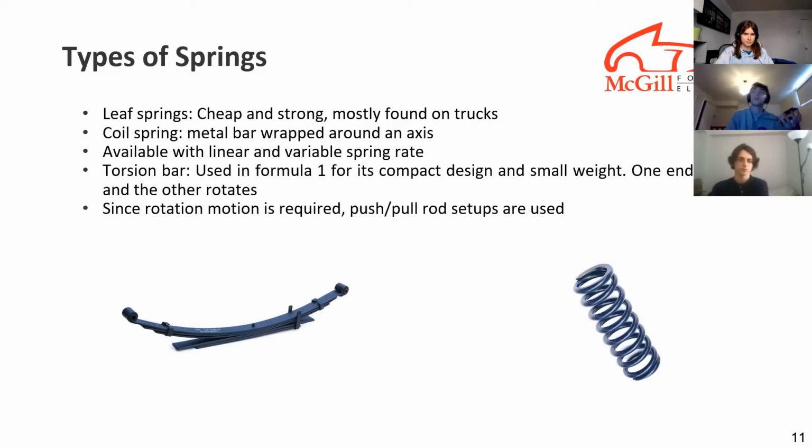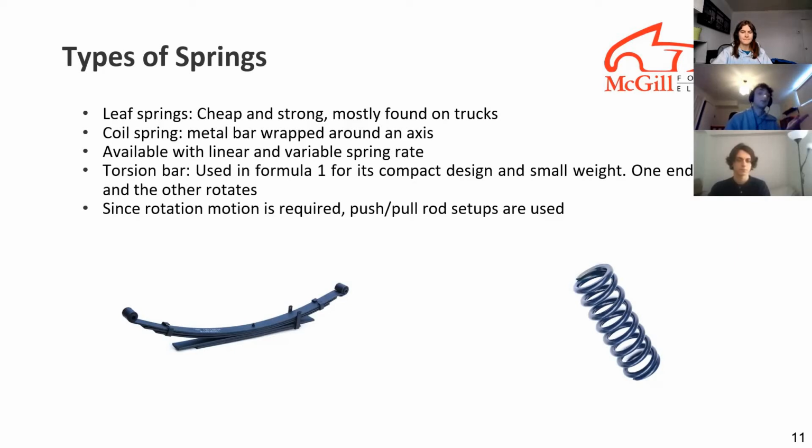There's the coil spring, which is probably the most common type of suspension you'll find in road cars today. They can be described as a metal bar wrapped around an axis. That's what you can see on the right picture here. They're available in many different forms and setups. For example, you can have springs with linear compression rates and others with variable spring rates. I'll talk about this a bit more later, but that's an important thing to consider.